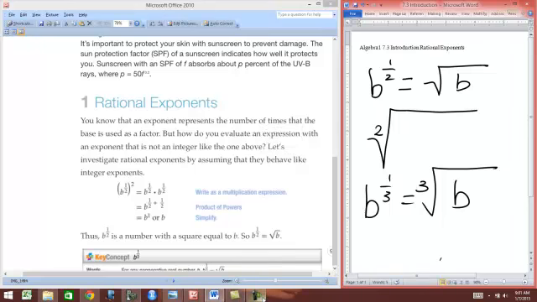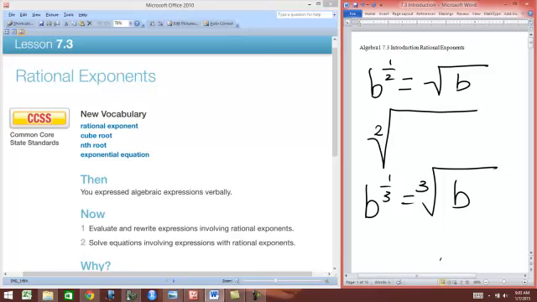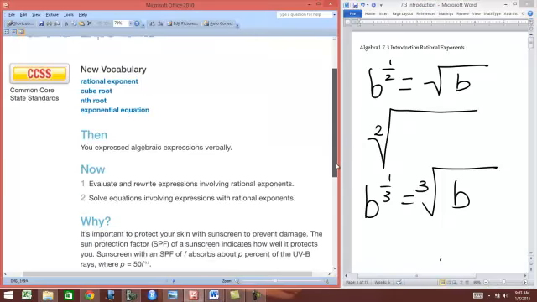I just got to pause for a second because I got to set up my file here. I'll be right back. Okay, so I got my file set up here.